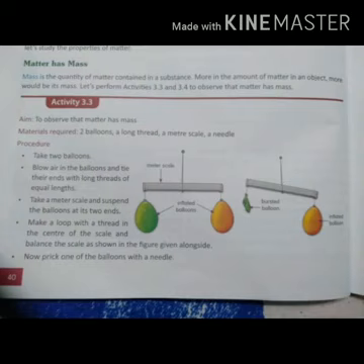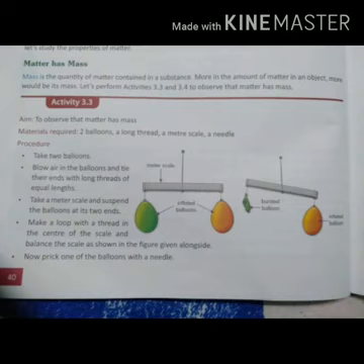We will perform one activity to understand that matter has mass. Take two balloons, blow air into the balloons and tie their ends with long threads of equal lengths. Take a meter scale and suspend the balloons at its two ends. Make a loop with a thread in the center of the scale and balance the scale as shown in the figure. Now prick one of the balloons with a needle. Now you will observe that the balloon that is pricked bursts and the meter scale tilts toward the inflated balloon.